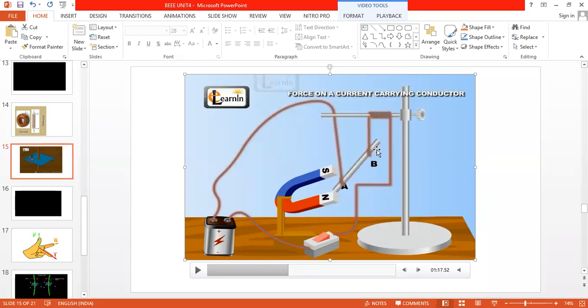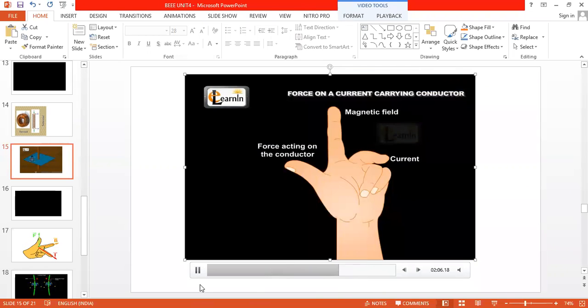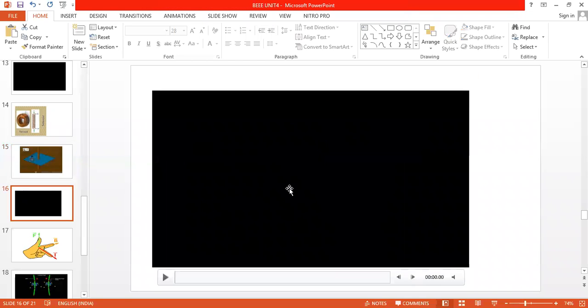That means whenever a current carrying conductor is placed in the presence of a magnetic field, that conductor starts to move, or it experiences force. So the mathematical formula we are supposed to explain. Once again it is moving. Now I'll show you next, and I'll explain this also. The conductor is moving. It is explained by Fleming's left hand rule. We'll discuss that with the derivation also.